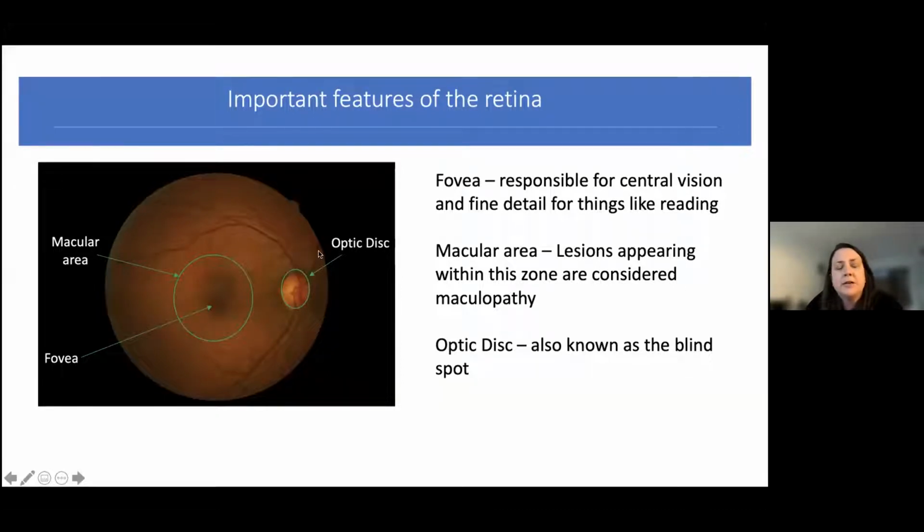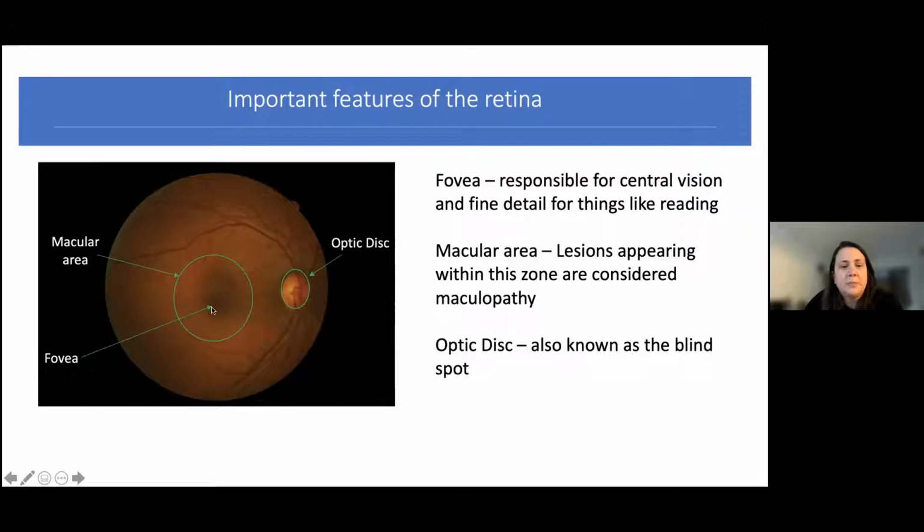But basically we have the optic disc here, and this is also known as a blind spot. This is where all of the nerves, all of the blood vessels come in from the brain into the eye. So there's no vision here, but it is an important feature as well.